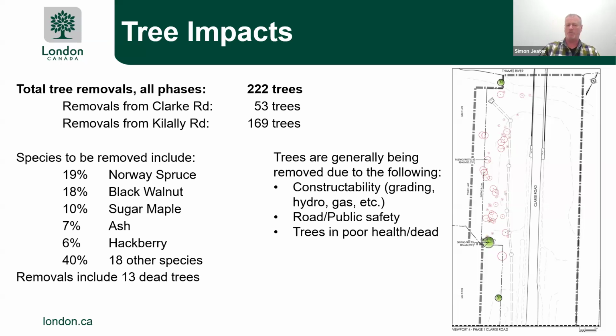Most of the trees are coming out due to constructability and grading. Some of them are coming out due to utility relocations of hydro and gas. Some do come out just from a public safety perspective, as they're too close to the road, or they will be too close to the widened platform. And then we are also removing trees that are in poor health or already dead. And you can see just off to the side, we've got a list of tree species that are currently there.